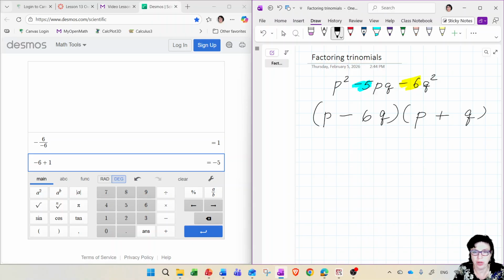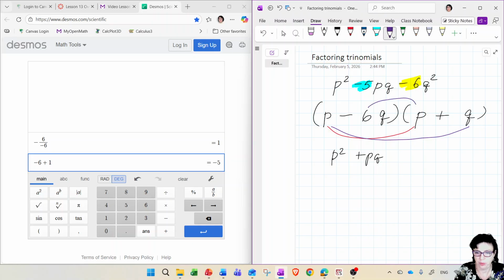Now, I always recommend checking your answer by foiling. So first, that would be p squared. Then it's going to be outer, so p times q. Then inner, right? So that would be this one. That would be -6pq or qp, doesn't matter. And then finally, it's going to be last, which is going to be -6q squared.